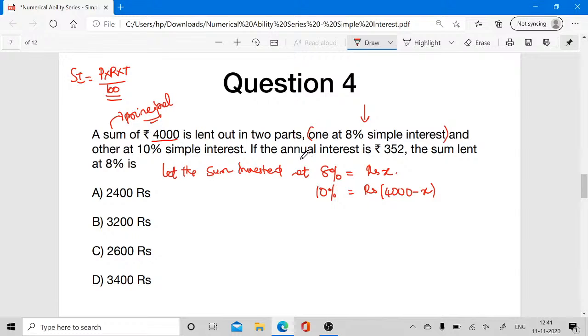This total sum, what shall I do with it? You can say this 4,000 is divided into two parts: one part at 8% simple interest plus the other part at 10% simple interest. Yes or no? So now what do I have to do? This is the same formula, P into R into T by 100, I have to repeat it two times, okay?